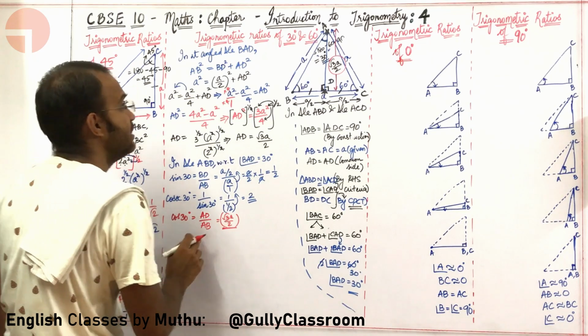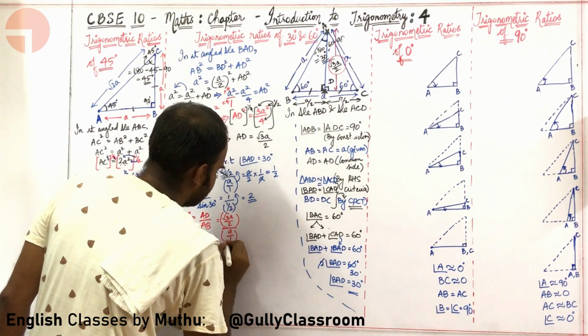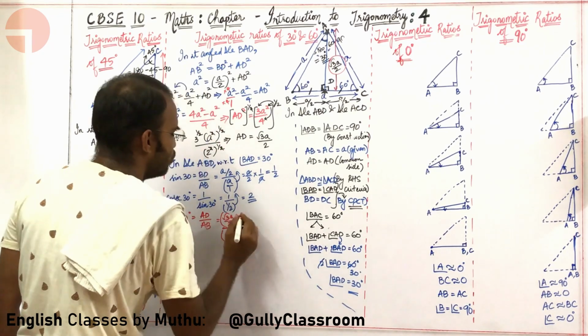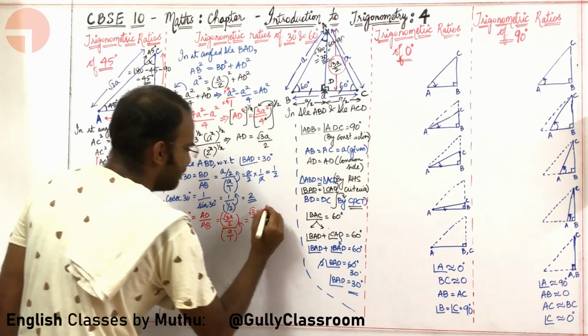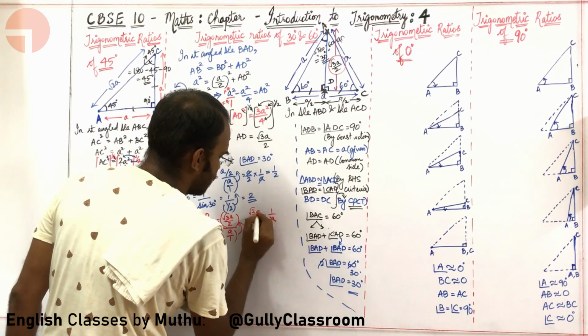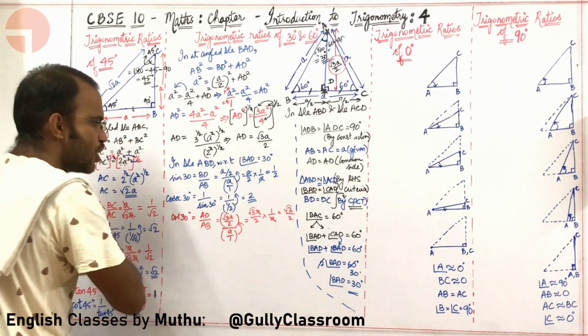What is the value of AB? Value of AB is nothing but A. So I can simply write A by 1. Let us bring this to the numerator. So I will get root 3A by 2. When A is coming to the numerator, it will become a reciprocal. So A and A will get cancelled. I will simply get root 3 by 2 as the value of cos 30.